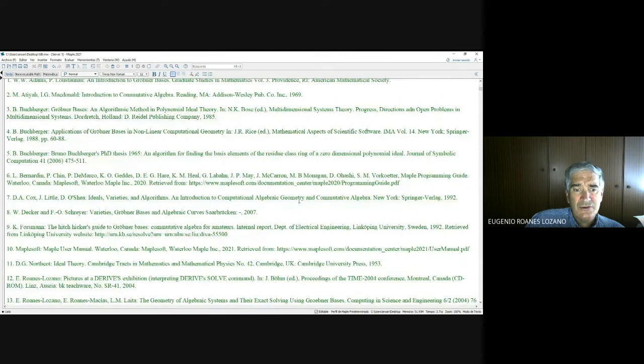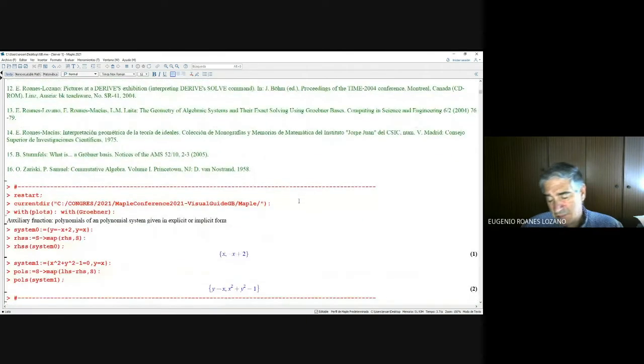So we'll try to explain what a Gröbner basis does and how it can be used for non-mathematicians. This is not a talk for algebraists or experts in computer algebra.